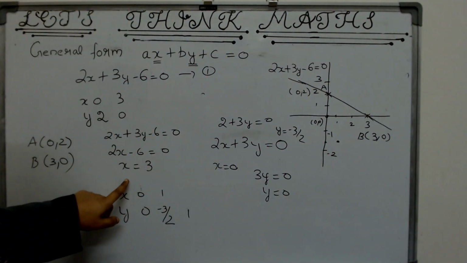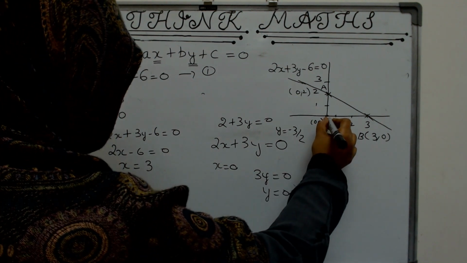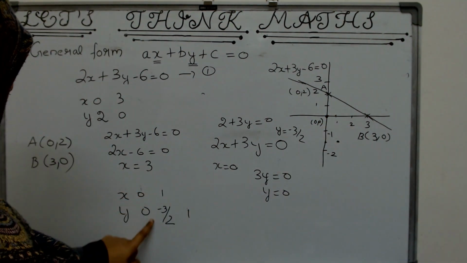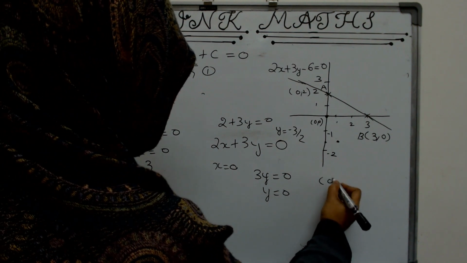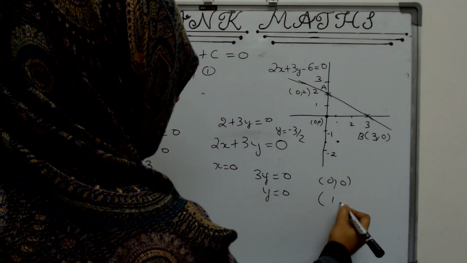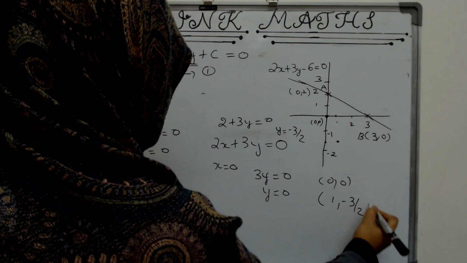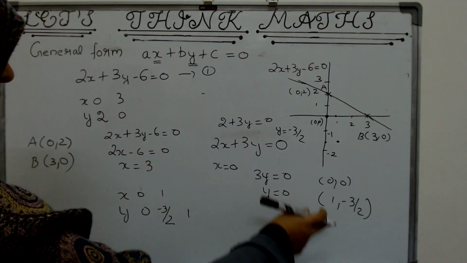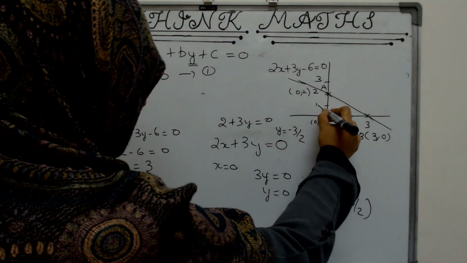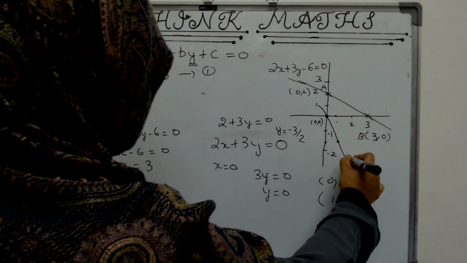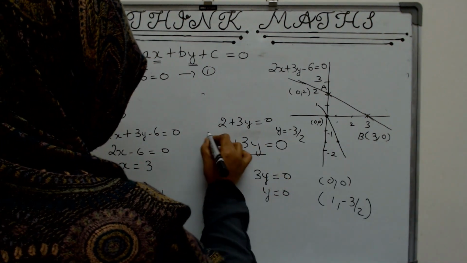Okay? So the first point is the origin, and the second point is here. (0, 0) and (3, 2). These are the 2 points that we have. Now join these 2 points and you get your unique line, which is this.